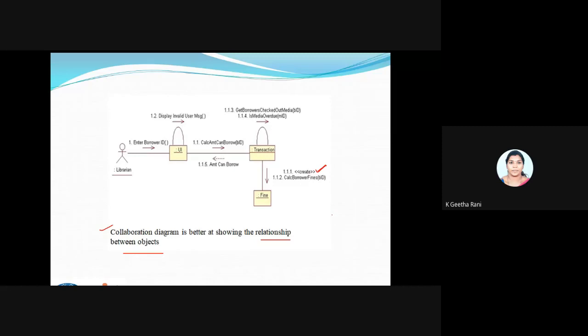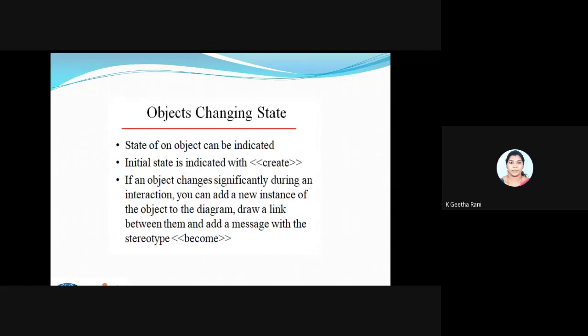Now, if I'm going to change the state of my object, what will I do? I have to use a word called become. Along with the message flowing, I'll be using the term become. You can see this here: the initial state is indicated by create. If my object is going to change from one state to another state, I'll be using a message called become along with that arrow.